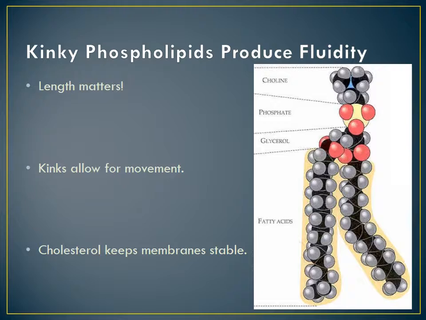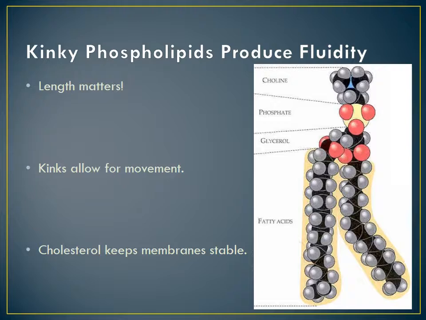Hold out your hand a second. So if I'm holding her hand, we've got long, long, long tails, I can do a whole lot of movement. But if I have shorter tails, I can't do as much. Does that make sense? The longer the tail, the more fluidity you have. Kinks. The kinkier it is, the more fluid.